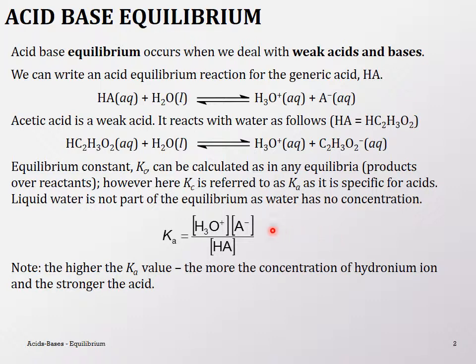So when you have hydronium ion concentration over here on the top, it means that if you have more concentration of hydronium ion, then you have a higher Ka, which means that you have a stronger acid, because remember that the more hydronium ion concentration you have, the lower pH you're going to have. And so that is directly related to the strength of the acid.